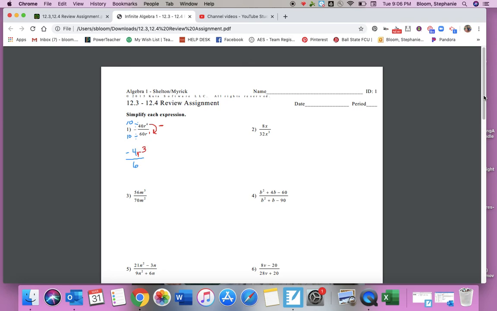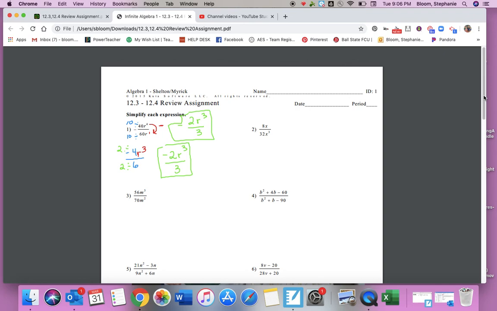Since that exponent is positive, it's going to stay right there. If you'll notice though, a 4 and a 6 can still be simplified. So I can simplify that still by 2. So my final answer is going to be negative 2r cubed on top over 3. And you could also write it with your negative out in front if you wanted to. And so either of those answers would work just fine.